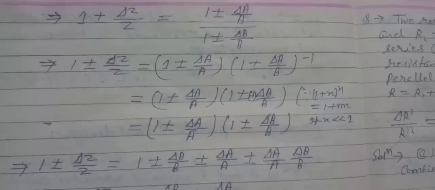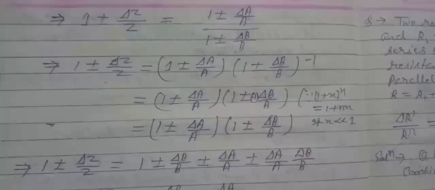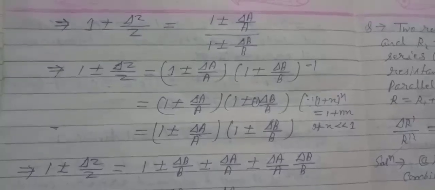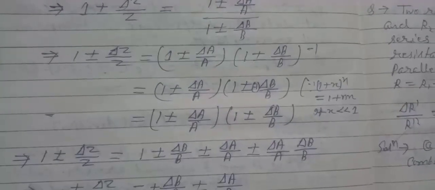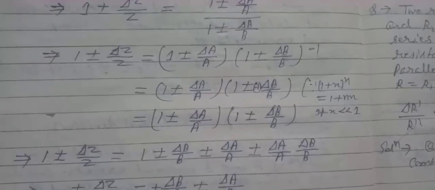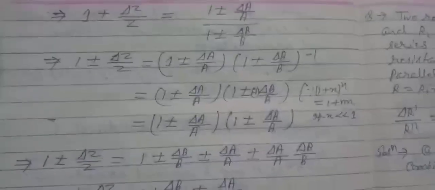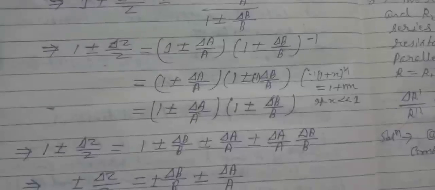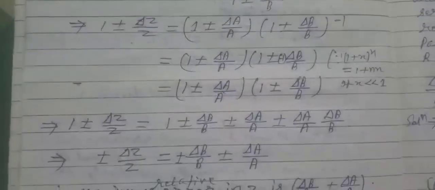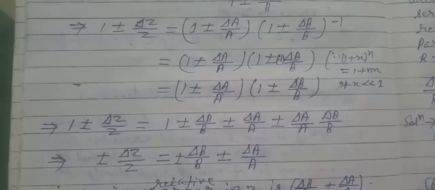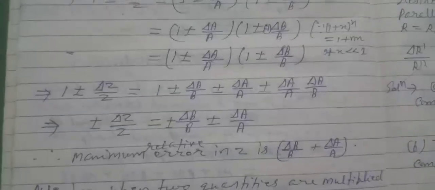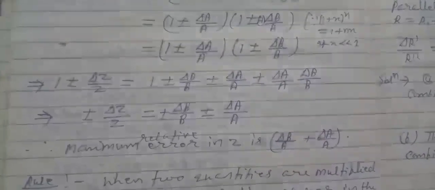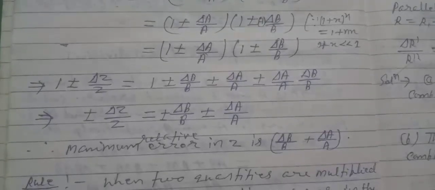This implies 1 plus minus delta Z by Z equals (1 plus minus delta A by A) into (1 plus minus delta B by B) to the power minus 1, or equals (1 plus minus delta A by A)(1 plus minus minus 1 into delta B by B), since (1 plus x) to the power n equals 1 plus nx if x is very much less than 1, equals (1 plus minus delta A by A) into (1 plus minus delta B by B). This implies 1 plus minus delta Z by Z equals 1 plus minus delta B by B plus minus delta A by A plus minus delta A by A into delta B by B.